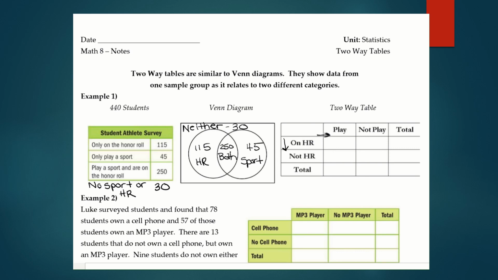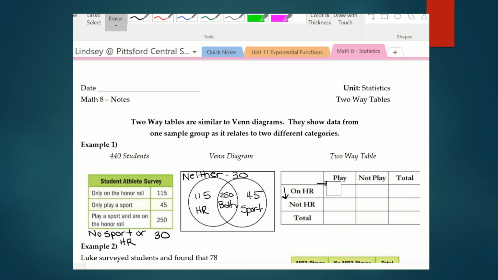Okay, now we also have our one category going down the column. So going down a column here, we have kids that are on the honor roll, kids that are not on the honor roll, and then a total. Okay, so when we start to fill in some information here, I'm just going to get rid of my arrows for a second just so it's not super confusing.